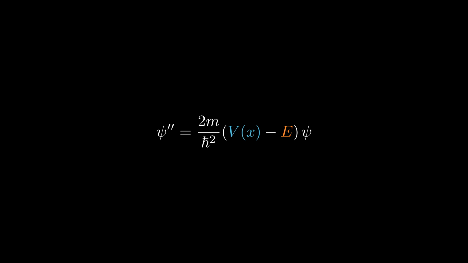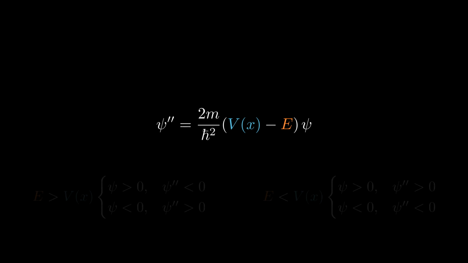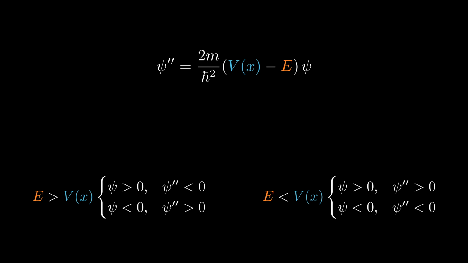Now, let's focus on the term V of x minus E in the equation. This term is key because its sign, whether positive or negative, determines how the wave function psi behaves in different regions. In the classically allowed regions, E is greater than V of x, so the term is positive. In the classically forbidden regions, E is less than V of x, so the term is negative. This sign change has a dramatic effect on the shape of psi.